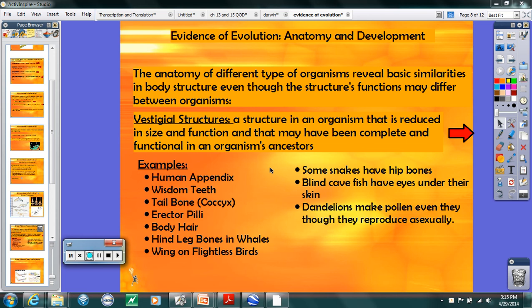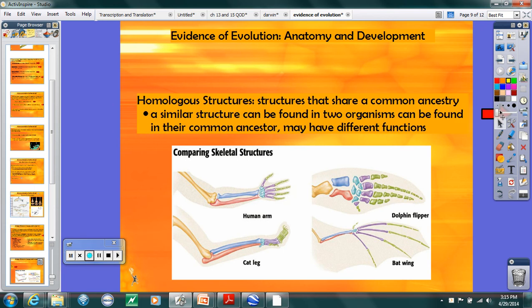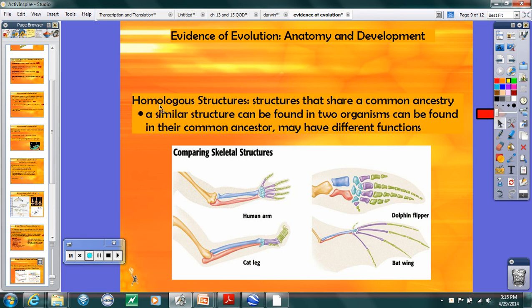We have the fossil record, we have anatomy and development, and then we have an example. We have two very important words that you need to know. If you remember, the prefix homo means the same. So we have what is known as homologous structures, which are structures that share common ancestry. So a similar structure can be found in two organisms, and they can be found in a common ancestor, even though they may have different functions.